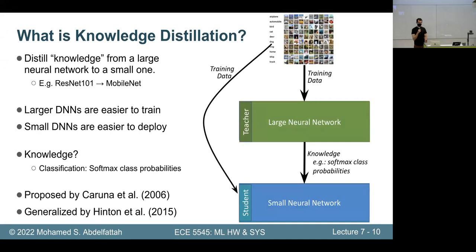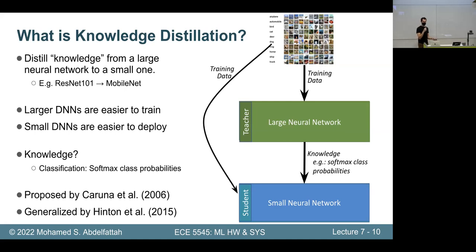So that's what we do. As you see, the diagram on the right here has now changed: the knowledge is not books, now it's the training data. So we use the training data to train a large neural network, and then we have this process whereby we transfer the knowledge from that large neural network to the small neural network. And what is that knowledge? In one case, as we will see, it is going to be the softmax class probabilities.